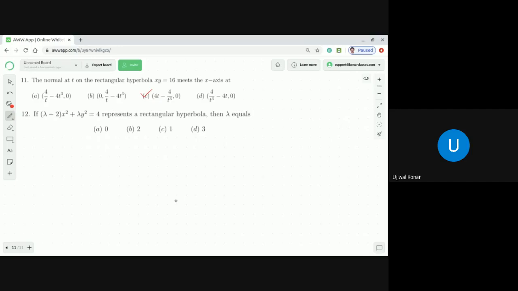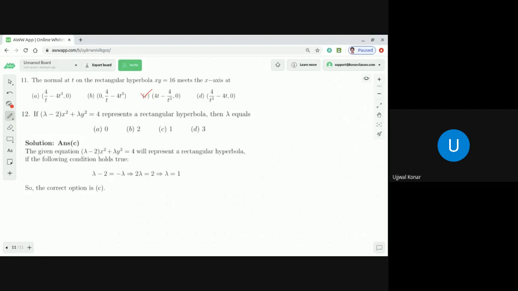So this is a specific condition for a rectangular hyperbola. As lambda minus 2 is the coefficient of x square and lambda is the coefficient of y square, definitely this condition has to be true if they are going to represent a rectangular hyperbola. Please revise rectangular hyperbola, and after evaluation we find the value of lambda equal to 1. I hope you made a silly mistake. Right, Tejas, or am I wrong? I got it, sir.